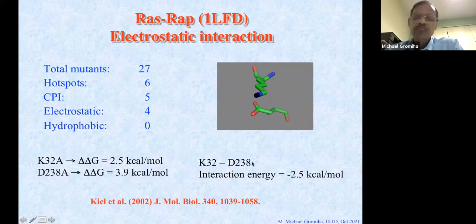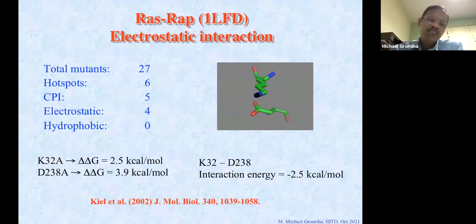So if you see these two residues, K32 and D238, you can see here this is a positive charge and this is a negative charge. They form the electrostatic energy, which is very strong, minus 2 kilocalories per mole. This is showing the importance of this electrostatic interaction. So from this analysis, we found that some interactions are very specific and some residues are dominant at the interface.